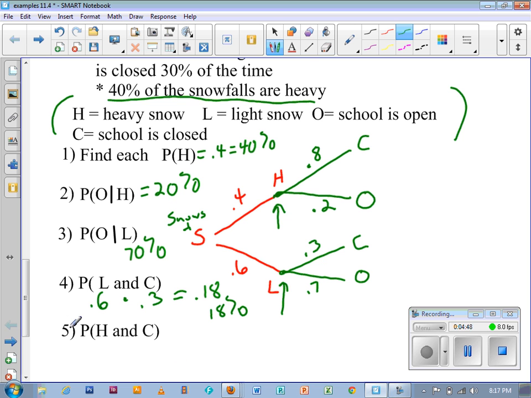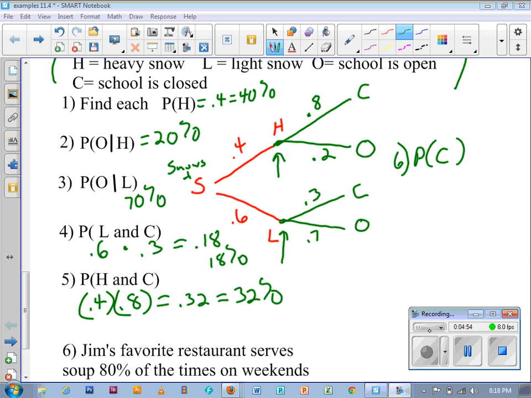Now you try number 5 on your own. I'll hit pause. When you come back, it will be completely done for you. Okay, welcome back. Hopefully my answer matches yours. We want it to be heavy snow and closed.